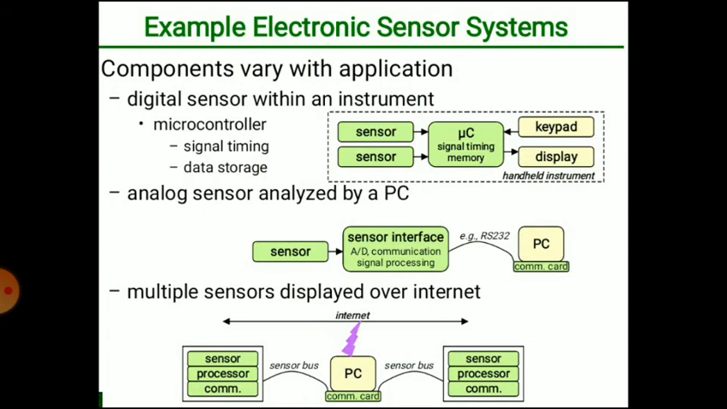So, an example of an electronic sensor system. You can see the components vary with application. First is a digital sensor with an instrument, then an analog sensor analyzed by a PC, and third is multiple sensors displayed over the internet. These are the examples.